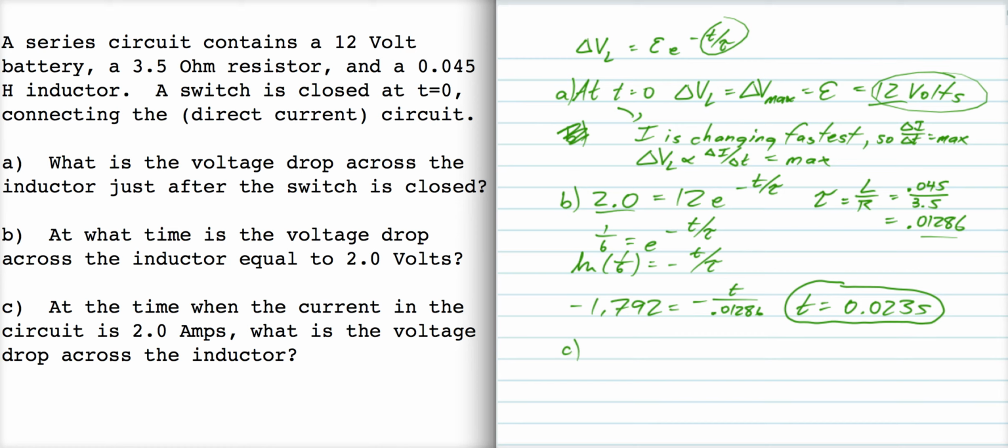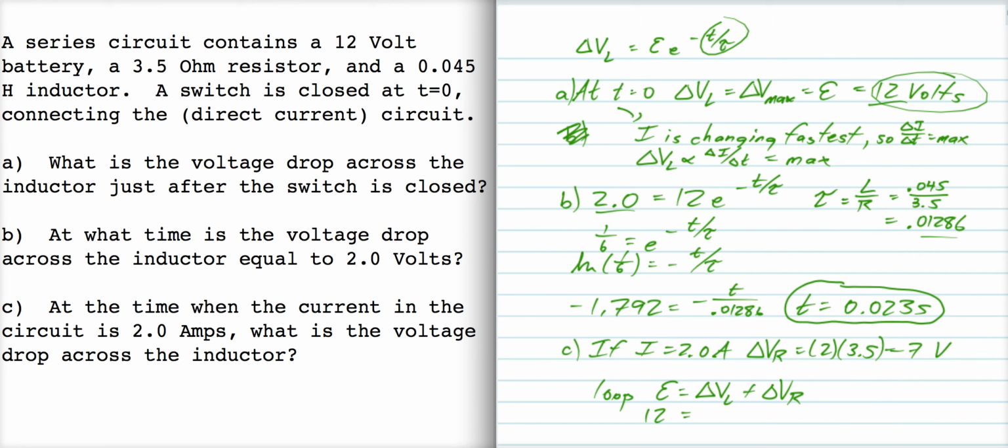All right, part C. Now when the current is 2 amps, what's the voltage drop across the inductor? Well, if I equals 2 amps, then the voltage drop across the resistor is 2 times 3.5, which is 7 volts. Now the loop rule says that the EMF is equal to the voltage drop across the inductor plus the voltage drop across the resistor. So the EMF is 12, and the voltage drop across the resistor is 7, so the voltage drop across the inductor at that time must be 5 volts.